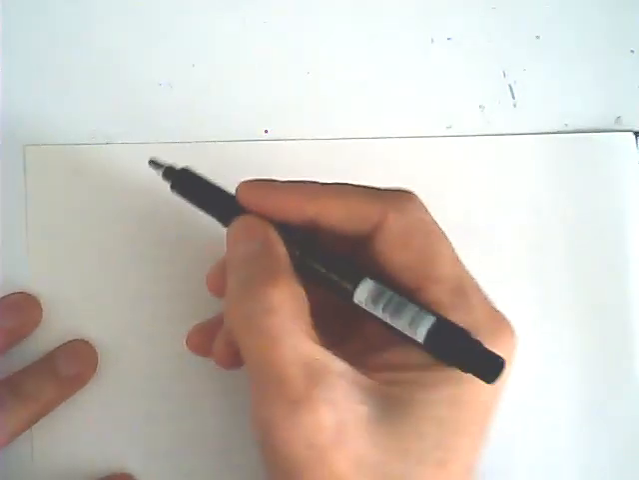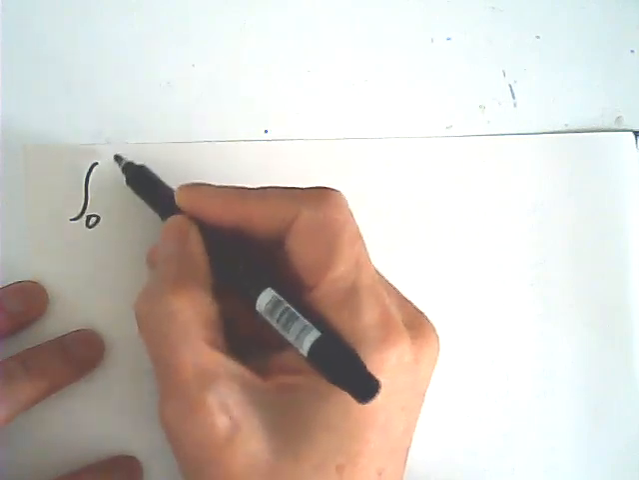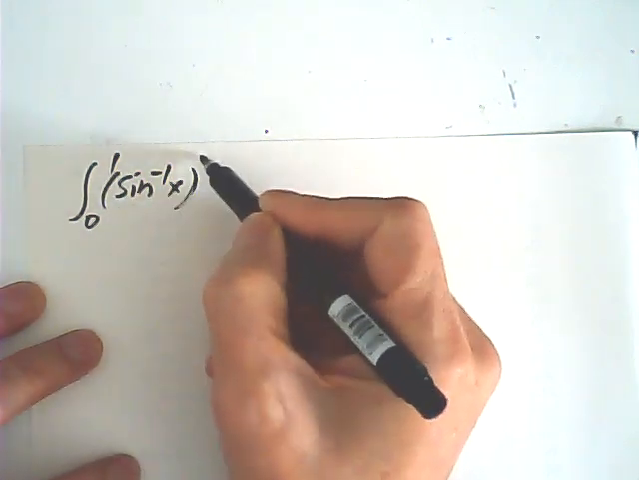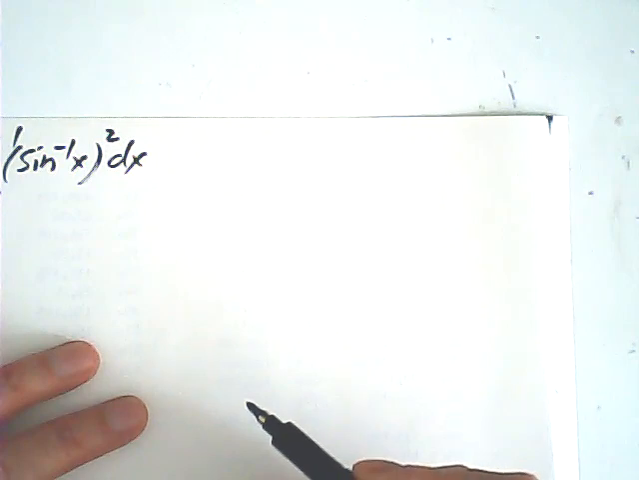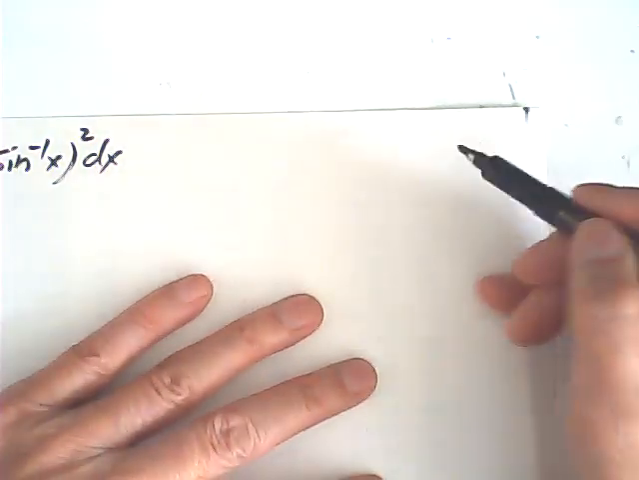Now, the third method. This is the equation, right? This is the integral from 0 to 1 of arcsine x squared dx. Now this method is a little complicated. I'm using a triangle.